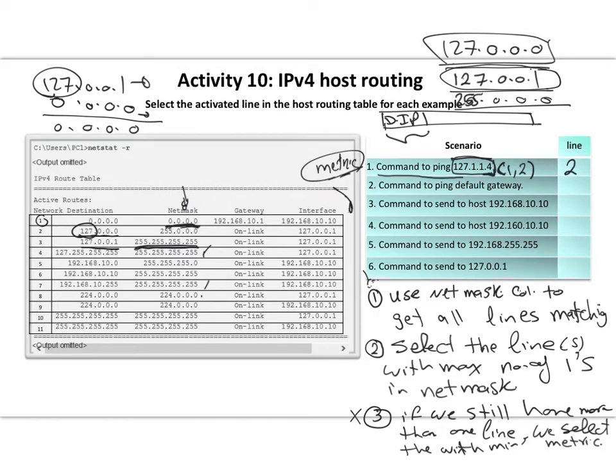Is that clear? So the second question here: command to ping the default gateway. That's a tricky question. I did not even give you the destination address. So the most important thing is to get the destination address. What is the destination address for the default gateway? Anyone knows? The IP address for the default gateway. I didn't give that to you.